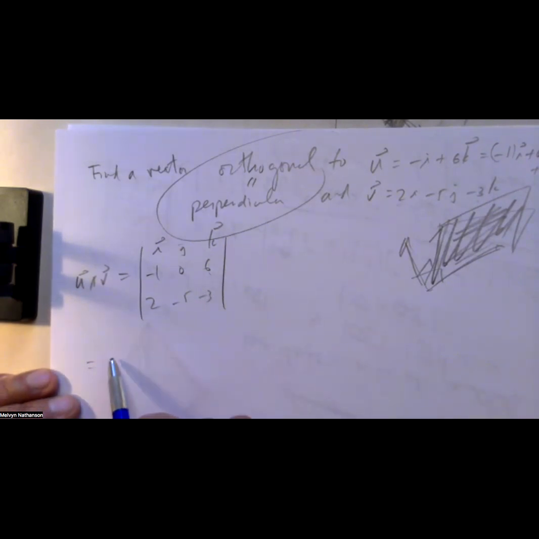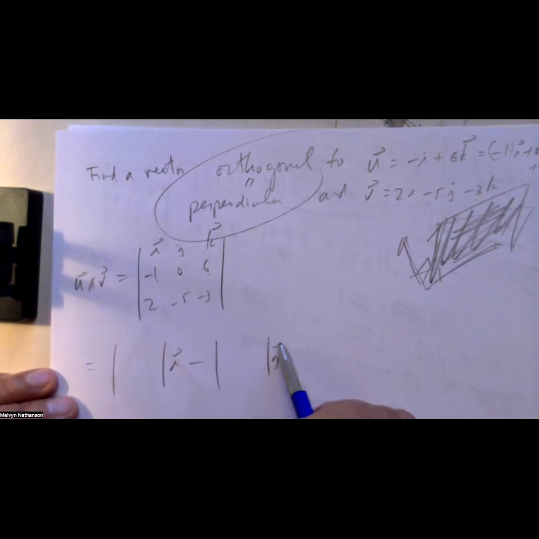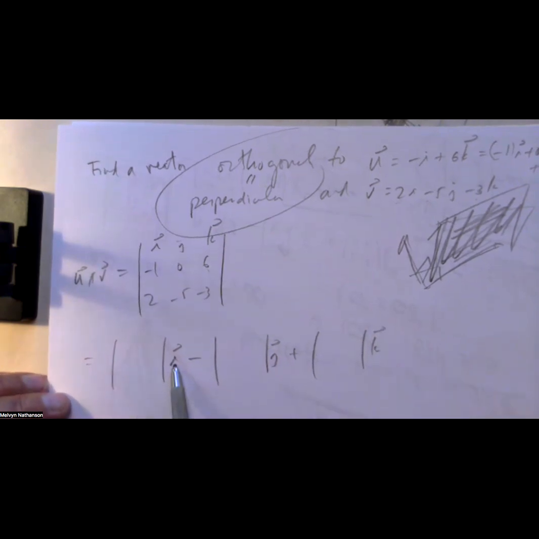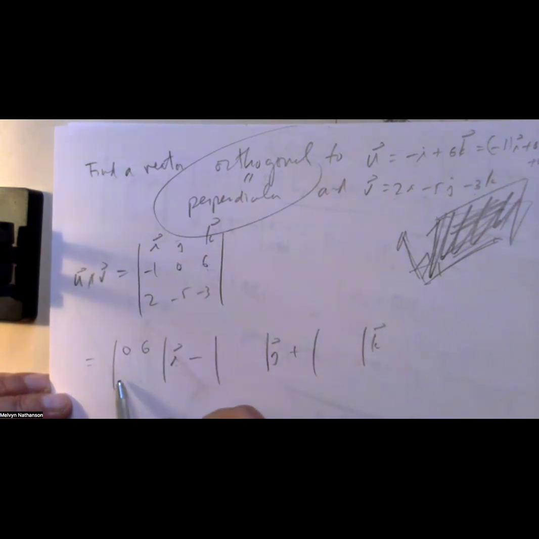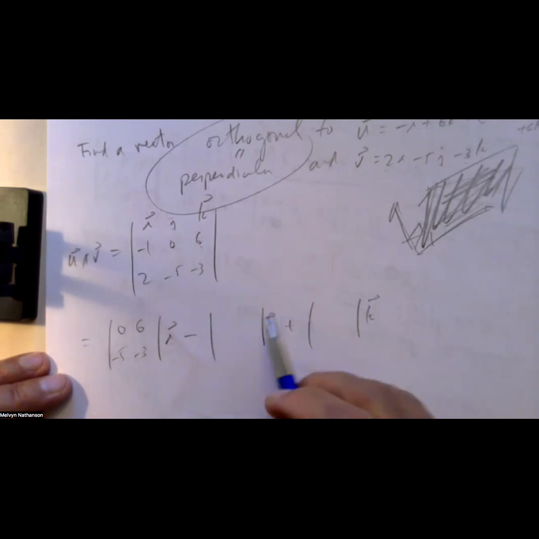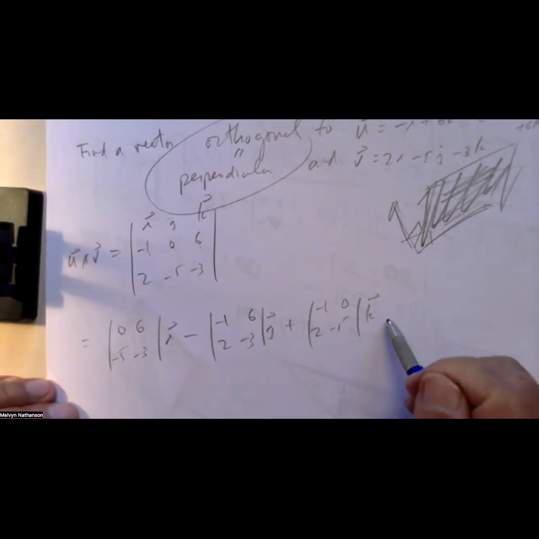So this is, in terms of its coordinates, something times i minus something times j plus something times k. This something times i is the 2 by 2 determinant 0, 6, minus 5, minus 3. The something times j is the 2 by 2 determinant minus 1, 6, 2, minus 3. The something times k is the 2 by 2 determinant minus 1, 0, 2, minus 5.